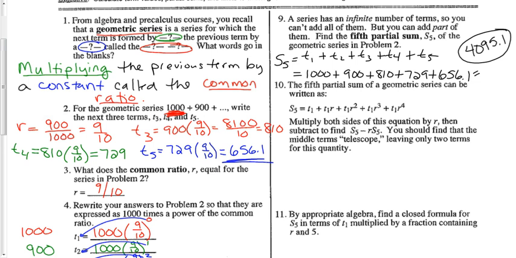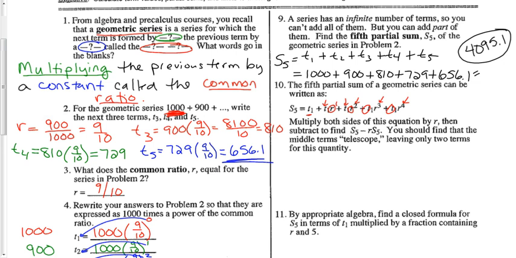Number 10, the fifth partial sum of a geometric series can be written as this. What this is saying is take the first term, which was 1,000, add it to the first term times my common ratio raised to the first power. Then I take my first term, multiply it by the common ratio raised to the second power. First term, common ratio raised to the third power. First term, common ratio raised to the fourth power. And add those all up. That's exactly what we're doing here. So we're going to do some algebra to that.